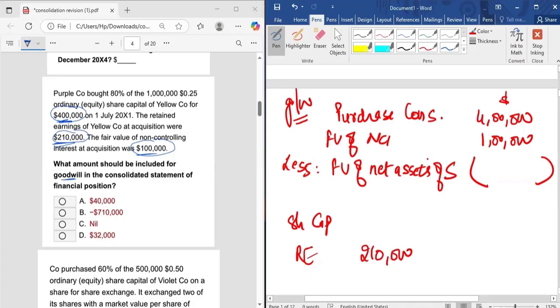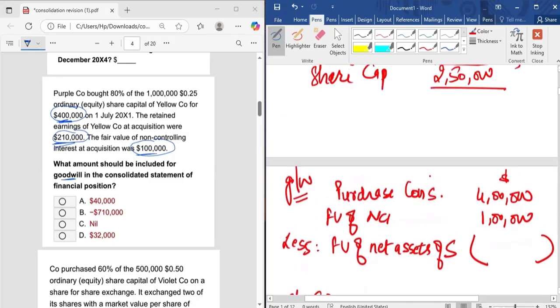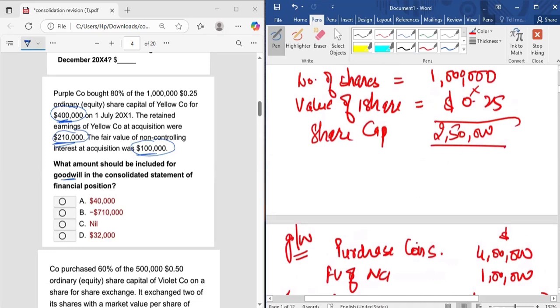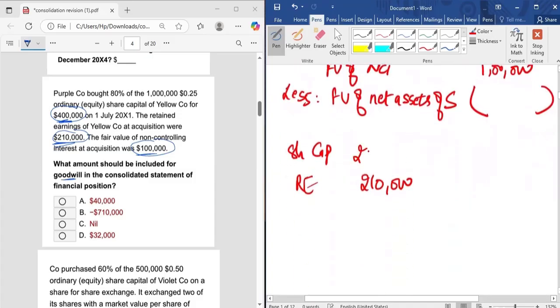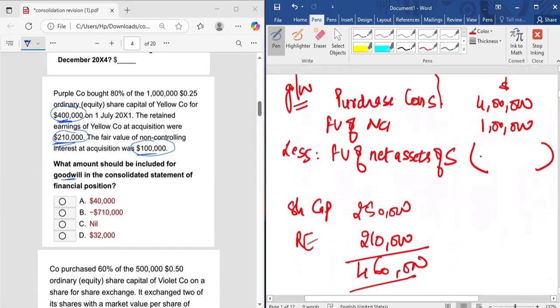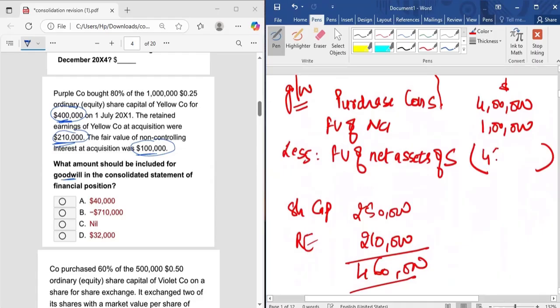And I also calculated share capital above. Okay, that's why I calculated it. See, it is 2,50,000. Sorry. So this is 2,50,000. When I'll add them, I'll get a figure of 4,60,000. So I'll subtract it from here, 4,60,000.